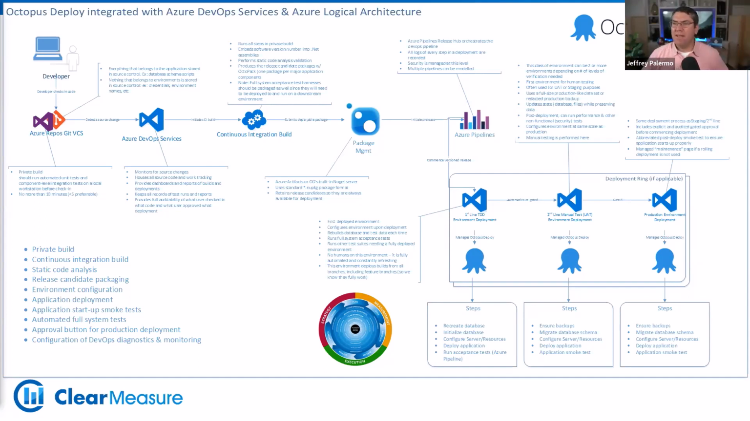But this is the integration of Azure Pipelines and Octopus Deploy. And you can see that we have our source control, and all these different callouts are what you need to make sure is enabled at every one of these stages. And so if we pop over to the continuous integration build, the output of the continuous integration build is packages, and we need to store those packages somewhere.